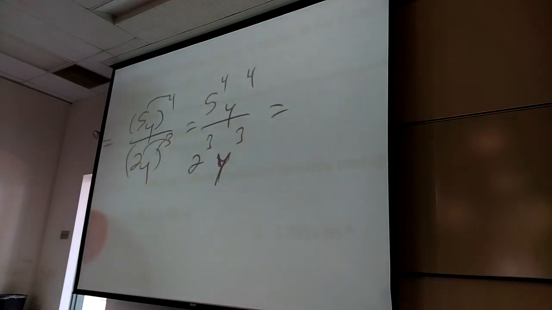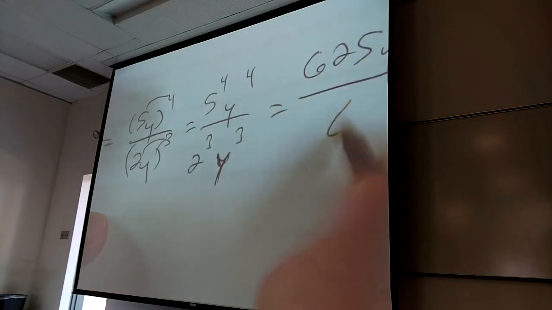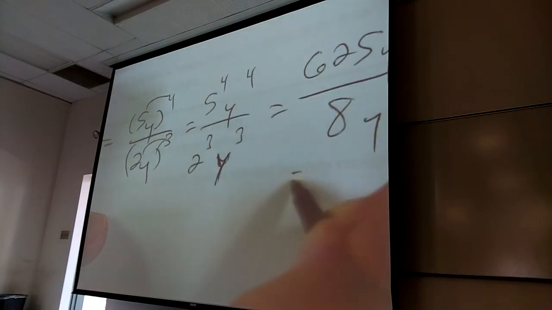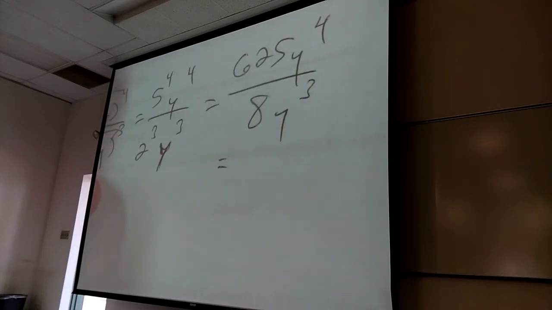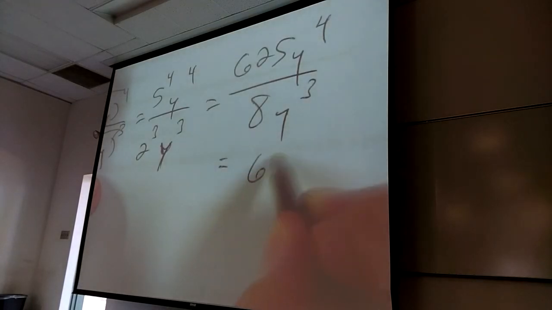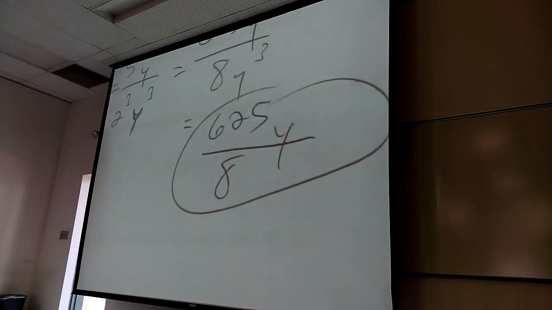Yeah, 5 to the 4th is 625. I like that. 2 cubed is 8. And what happens with your y's? How many cancel? Yeah, there's 1 left on the top. Bam. So the whole idea of flipping the negative first really helps out in that kind of problem.